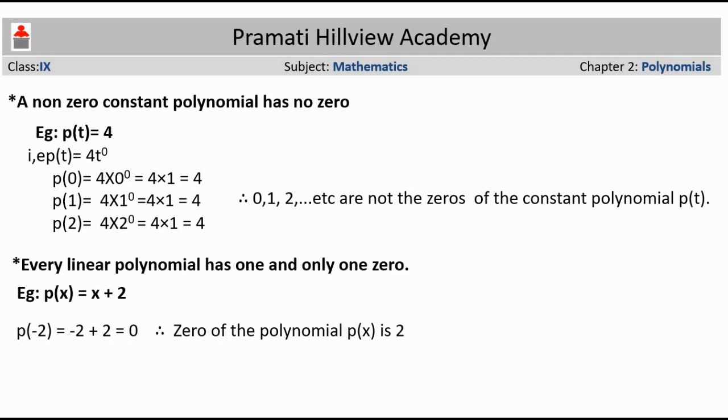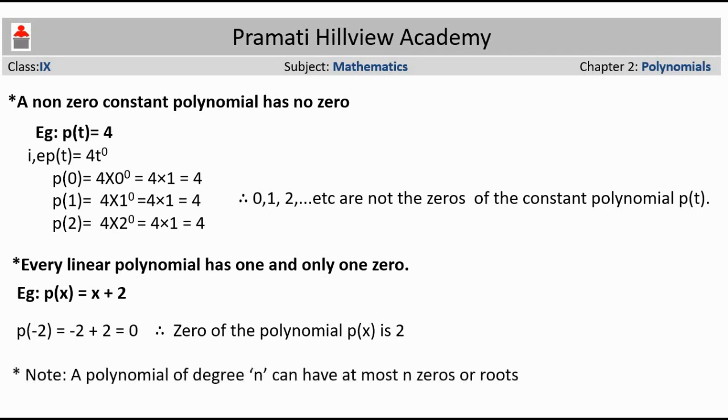Note, a polynomial in one variable of degree n can have at most n zeros or roots. That is, a linear polynomial has only one zero. A quadratic polynomial can have at most two zeros, and a cubic polynomial can have at most three zeros.